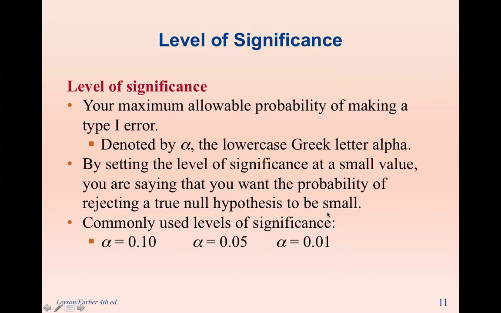Commonly used levels of significance are 0.1, 0.05, and 0.01. This is alpha, which is also 1 minus the confidence level, so these correspond to the commonly used levels from the previous chapters of 90%, 95%, and 99%.